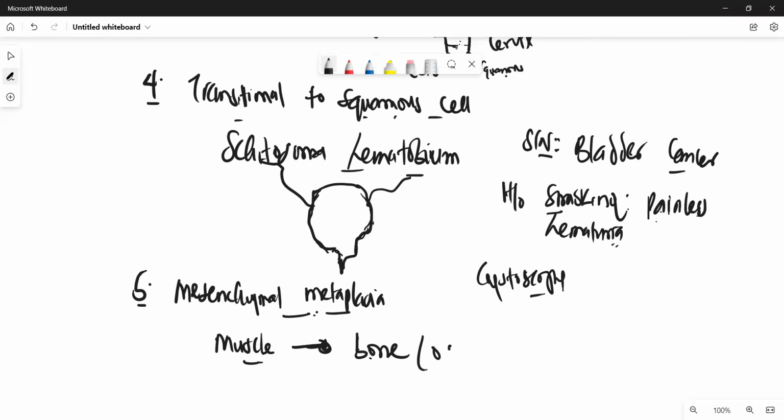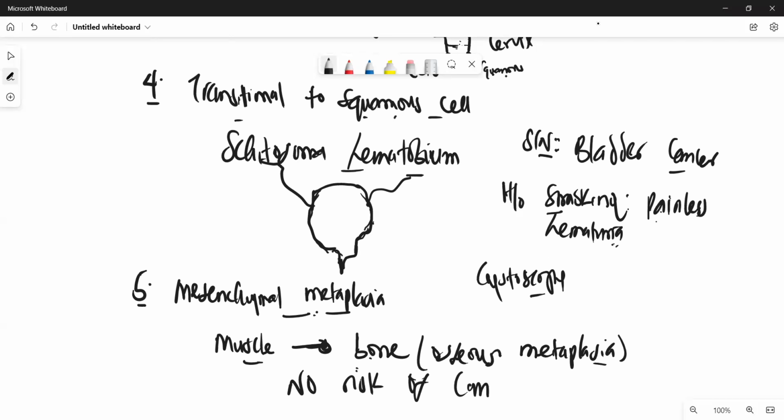Which is what we refer to as osseous metaplasia. So we call it osteometaplasia. And this is due to injury, and this has no risk for cancer. So no risk of cancer, something that we need to remember. So this is an example of metaplasia.